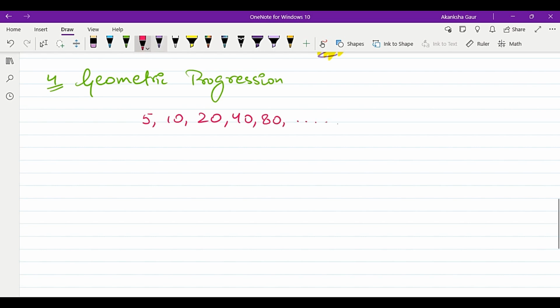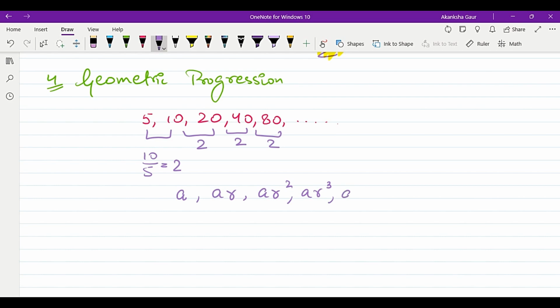So let's try to figure out the ratio of these numbers. The ratio would be 10 by 5, that is equal to 2. Here also you will notice that the ratio is 2. Here as well the ratio is 2, and here as well the ratio is 2. So if I try to make a general series for this, I can say the first term being A, the second term would be A into the ratio, let's say R is my ratio. The next term would be AR into R, that is AR square. The next term will be again multiplied. I'll have AR cube, then I'll have AR to the power of 4, and so on.